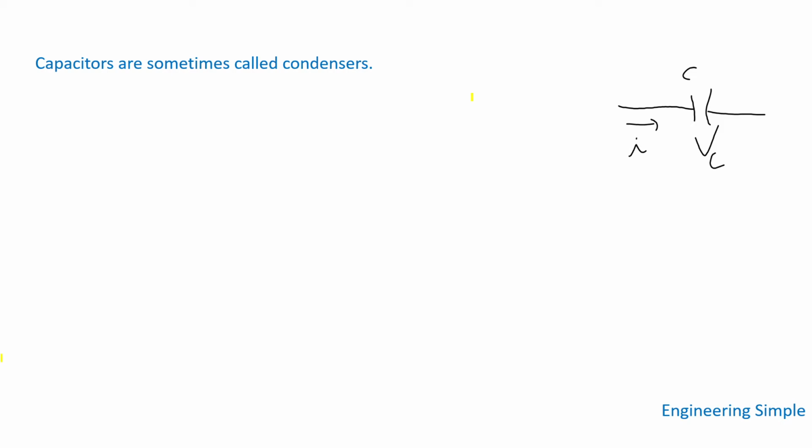Capacitors are sometimes called condensers. So when you have a capacitor, the current through the capacitor is equal to capacitance times the derivative of voltage with respect to time.